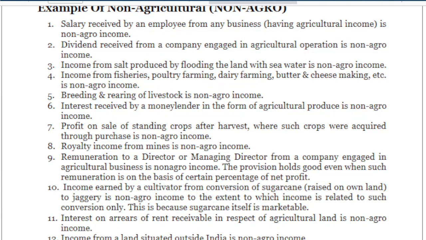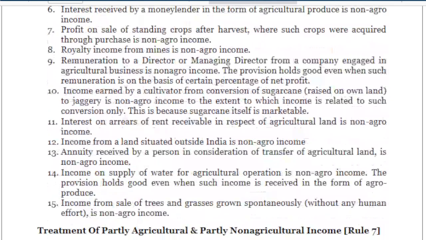Income from a land situated outside India, I already said that land outside India is not agricultural income for income tax purpose. So only for income tax purpose it is not agricultural income. Annuity received by a person in consideration of transfer of agricultural land is non-agricultural income. Annuity is a lump sum amount, right? So it is equivalent to sale of agricultural land. So that's why it is not an agricultural income.